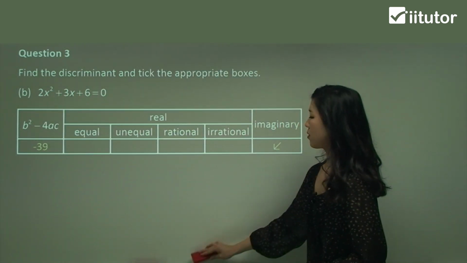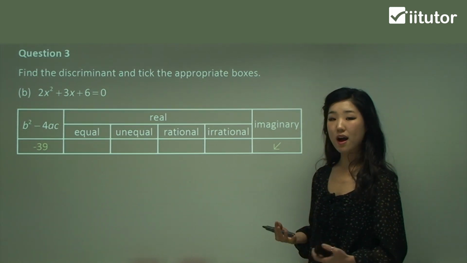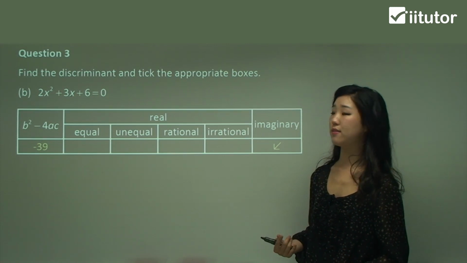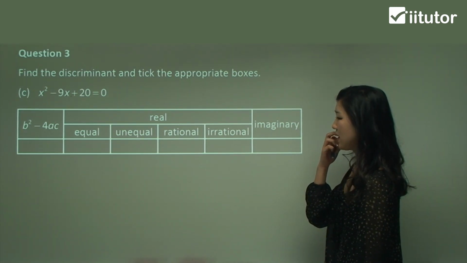So always when you see a negative discriminant, immediately say it's imaginary, or you could say unreal if you like. Some schools refer to it as unreal numbers. That's question 3b. Let's go on to c.